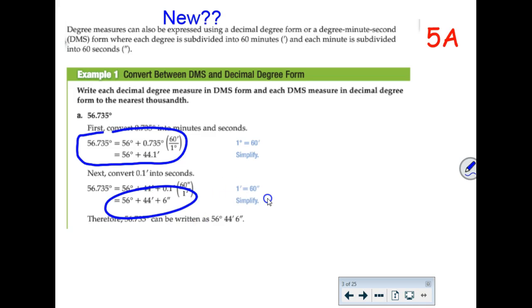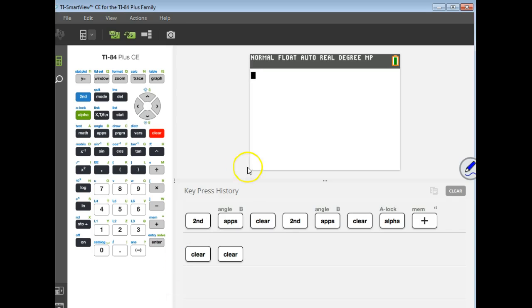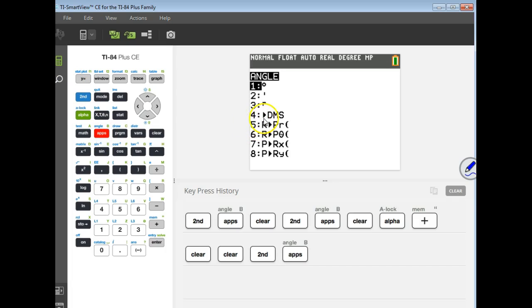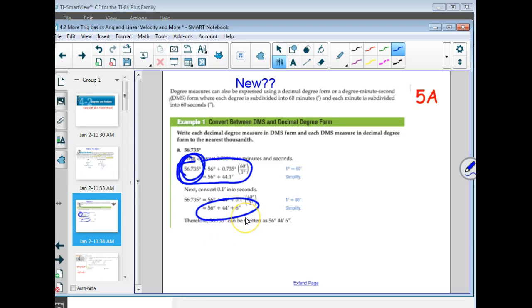So what I need you to do is on your calculator in the home screen, please type a decimal. I already forgot what the decimal was, but whatever, just type some decimal. I don't care what you type. Then go to the angle menu, which is second apps. One of the options is to convert, that's what that arrow means, to degrees, minutes, seconds. So you're going to choose that one and hit enter, and it's going to convert it to degrees, minutes, seconds for you.